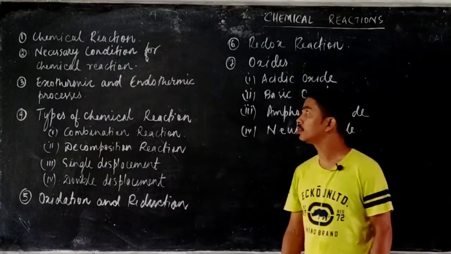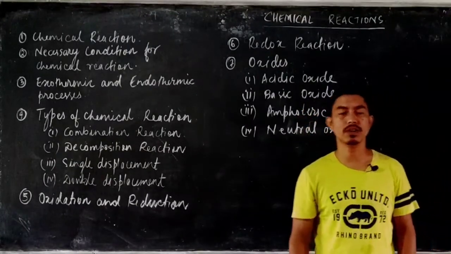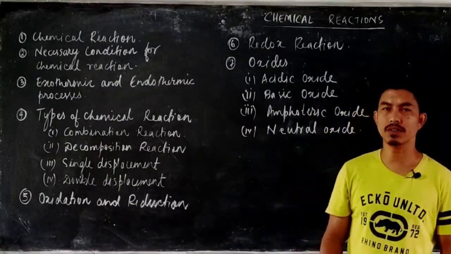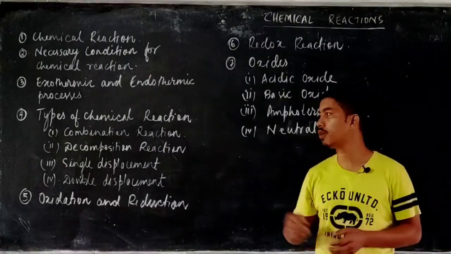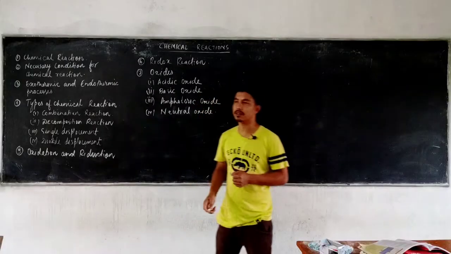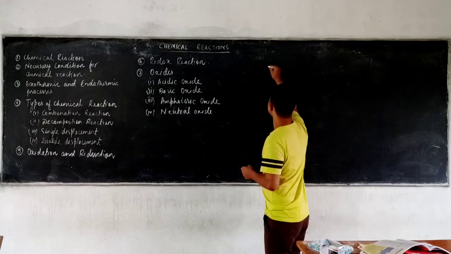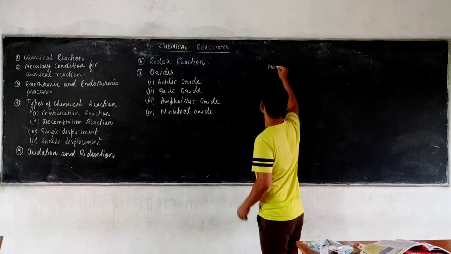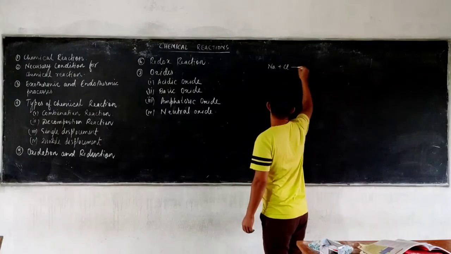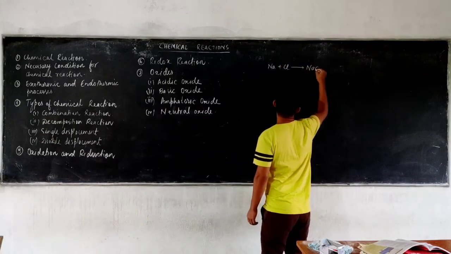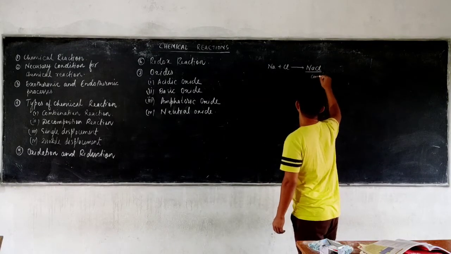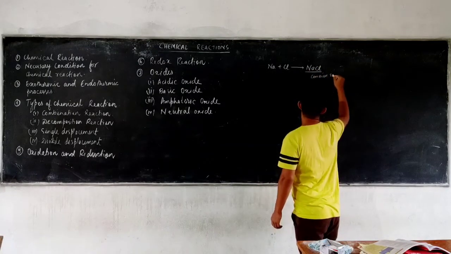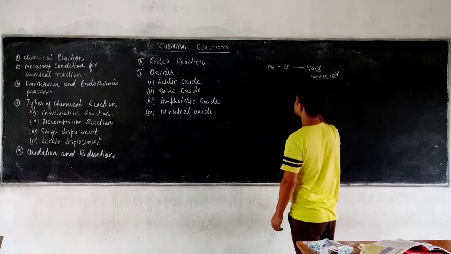To begin with the first one, the chemical reaction: they are the ones which are irreversible, in which two elements or compounds combine to form a completely new substance. For example, the reaction of sodium with chlorine gives us sodium chloride, NaCl. And this sodium chloride is common salt.